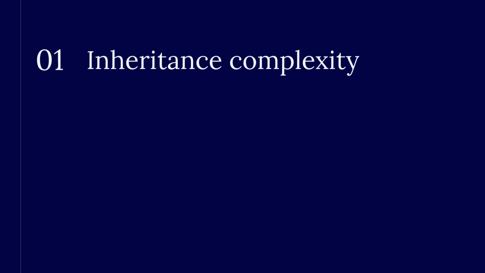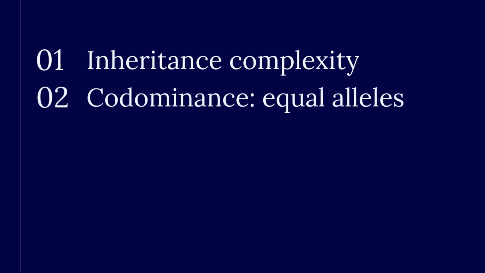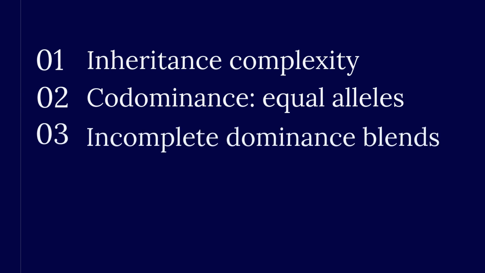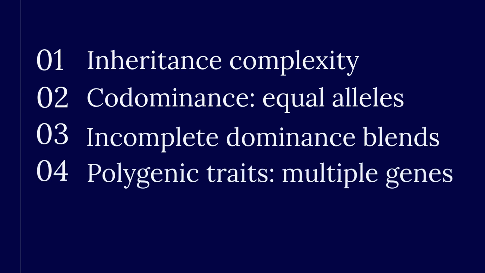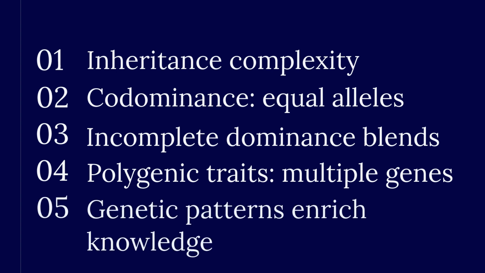Inheritance can be more complex than Mendelian patterns. Codominance involves both alleles expressing equally. Incomplete dominance produces a blend of traits. Polygenic traits involve multiple genes influencing a trait. Understanding these patterns enriches genetic knowledge.